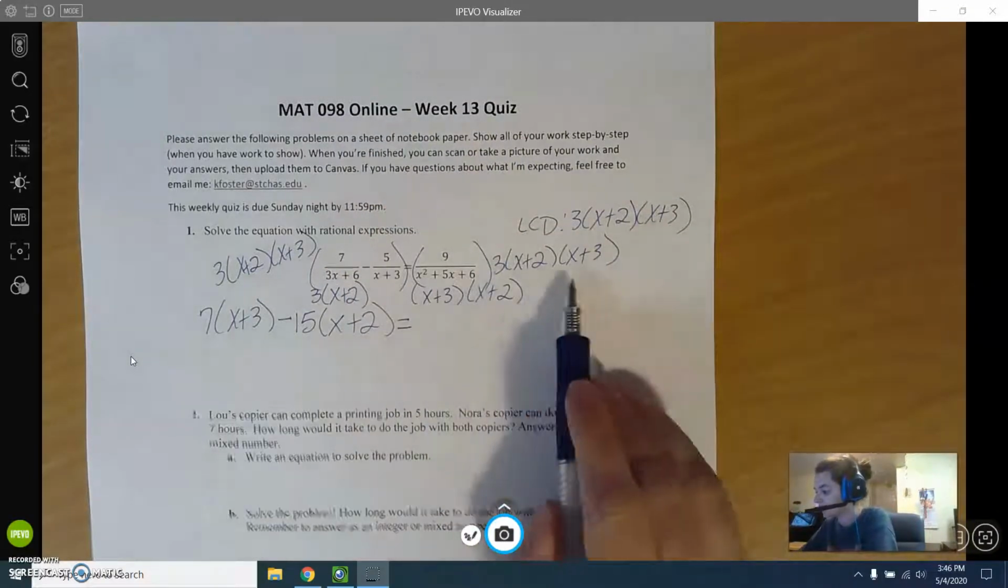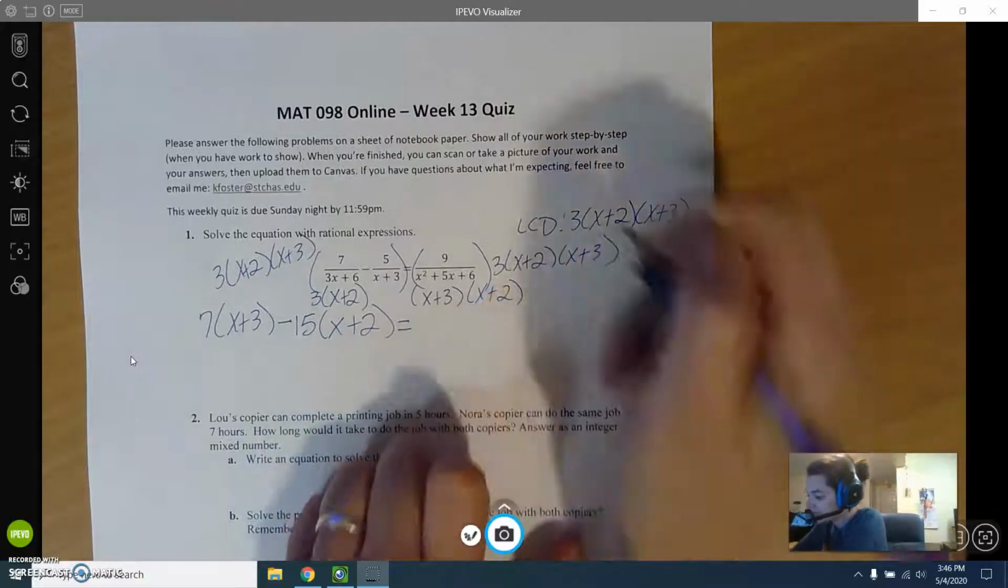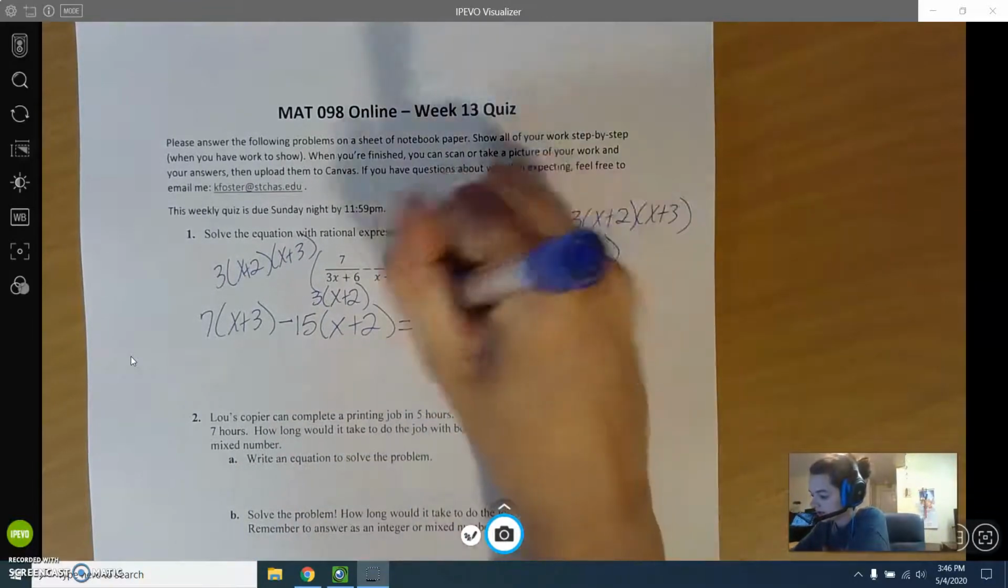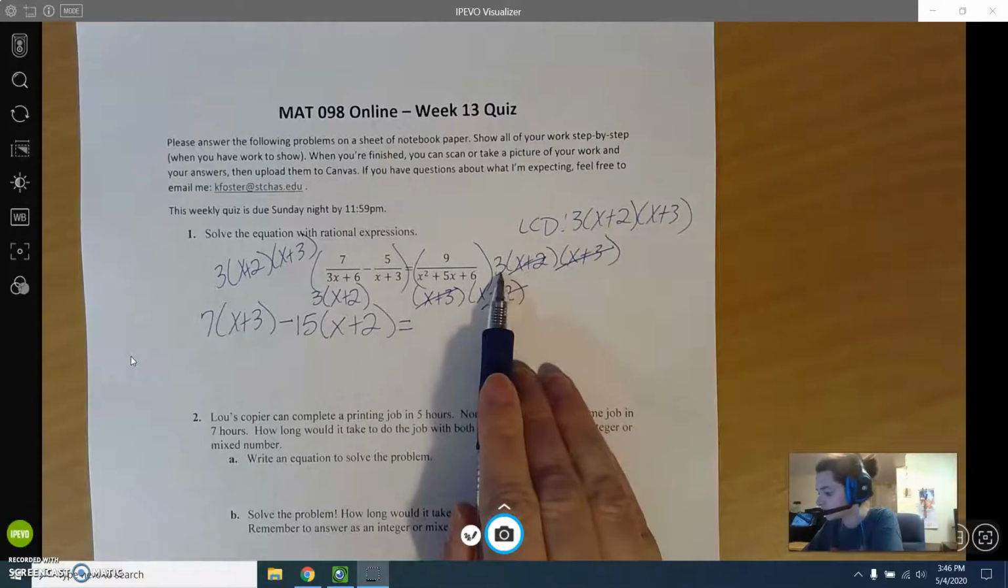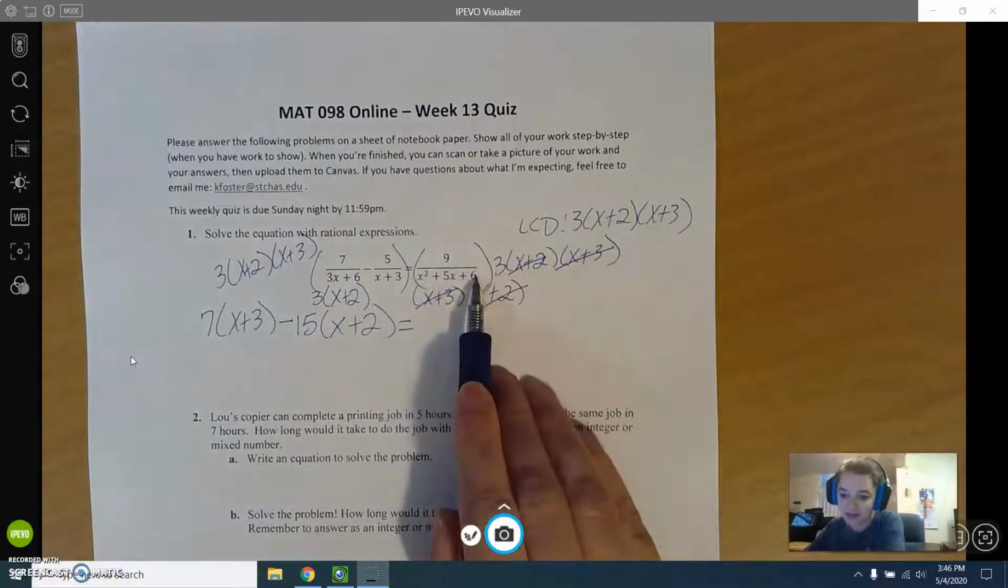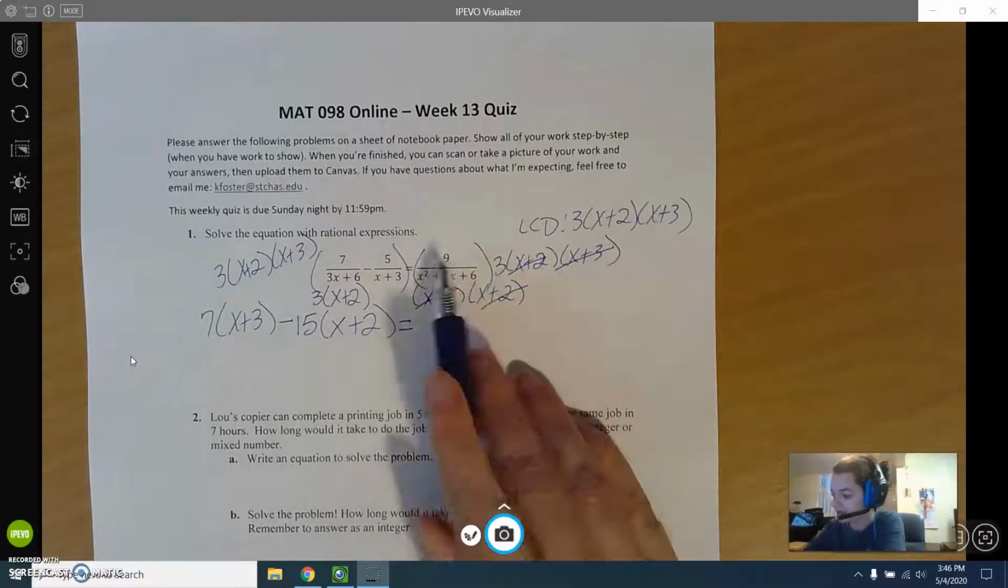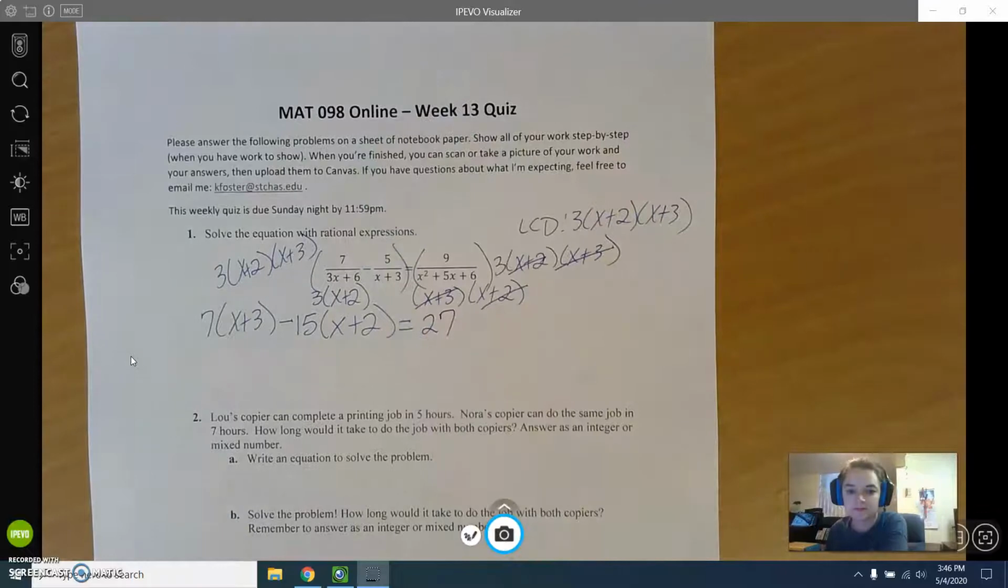Last term here, the x plus 2's are going to divide out. The x plus 3's are going to divide out. And you're just going to be left with a 3 here. And nothing in the denominator. Technically it's a 1, but everything divided out, which is very nice. You're going to have a 3 times 9, which would be 27. Okay. And look at that equation. Doesn't that look a whole lot better than what we started out with? I know. So that's the whole point in multiplying by the LCD, is you get a much nicer, prettier equation to solve. Okay. So from here, it's just regular equation solving, so we should probably distribute.